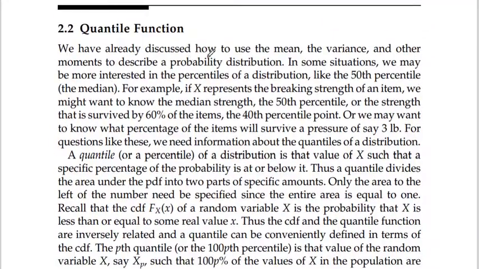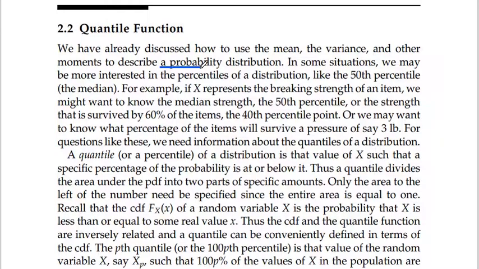We have already discussed how to use the mean and variance, the moments described in the probability distribution. We know the expected value of X is the mean, and the variance of X is the expected value of X squared minus the square of the expected value of X. This is the central moment, variance, and the mean is the raw moment. In some situations we may be more interested in the percentiles of distributions, like the median or a quartile, and then it comes under the quantile function.